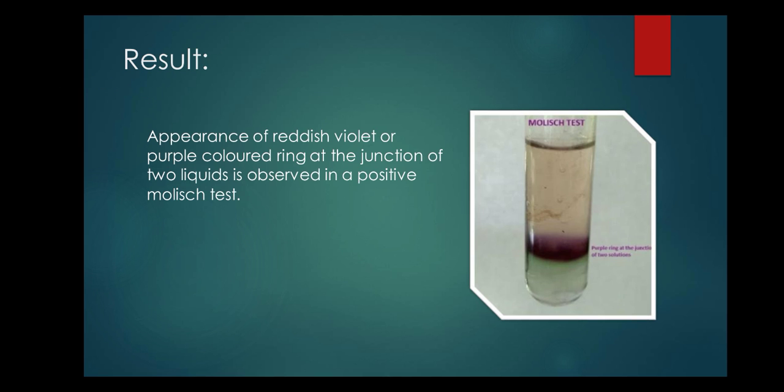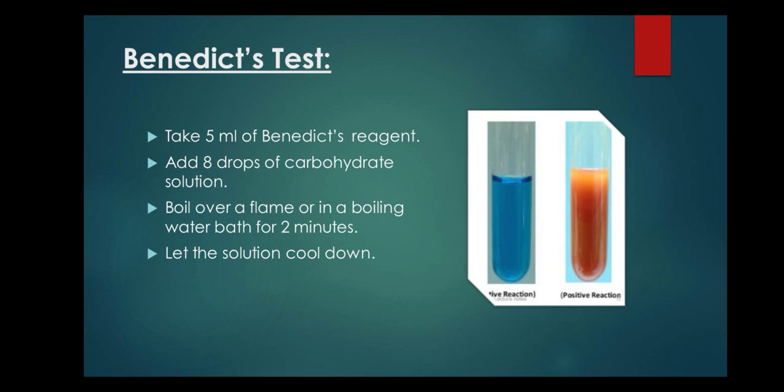Result. Appearance of reddish violet or purple color ring at the junction of 2 liquids is observed in a positive Molisch test. As you can see in this pictorial representation, a purplish ring is formed at the junction of 2 layers, which indicates that the test is positive. Any type of carbohydrate, belonging to any group, might be present in that solution.